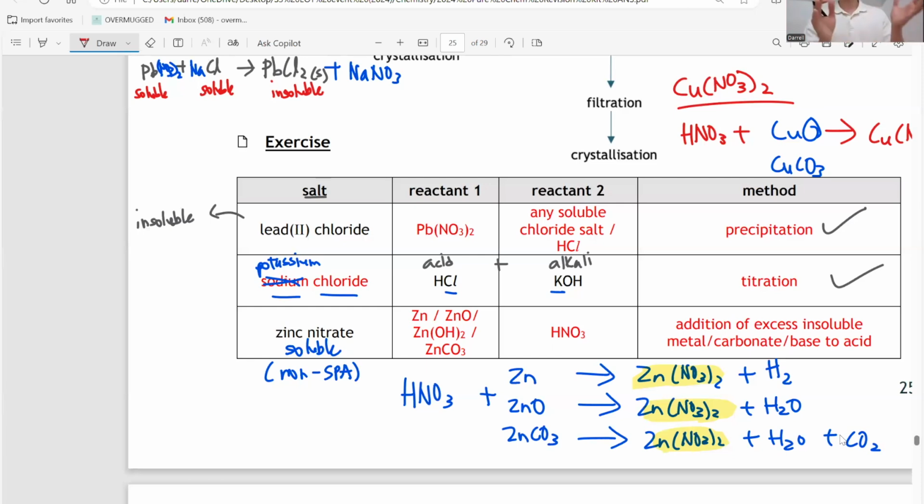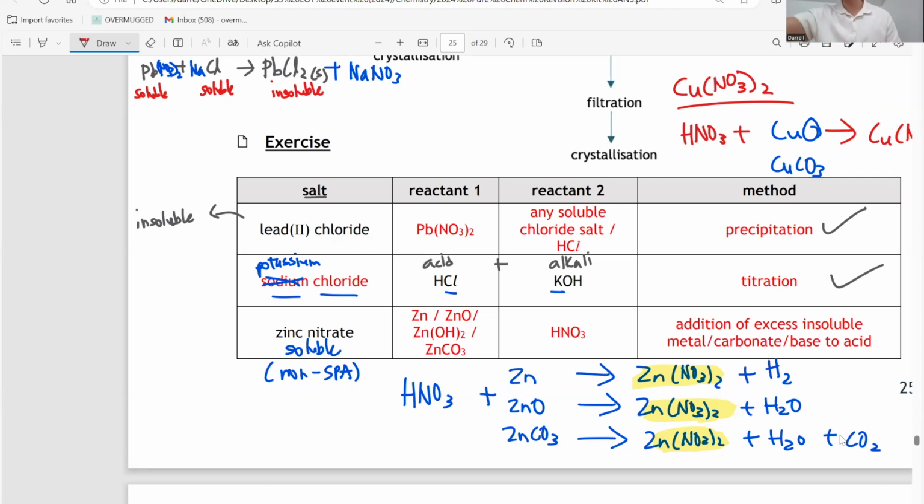Now, if you are soluble, but you are not SPA, what's your treatment? How do I form you? What's the salt preparation method? The correct way to look at this is that it's simply an acid reaction. Let's recall from the previous chapter, what are your three acid reactions?